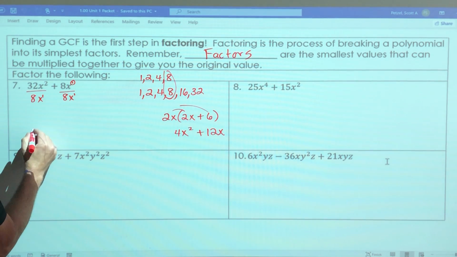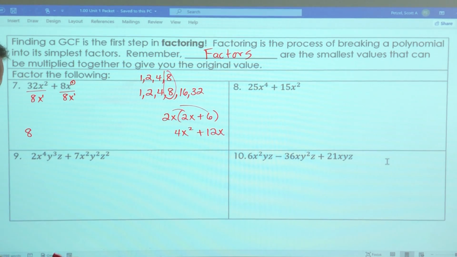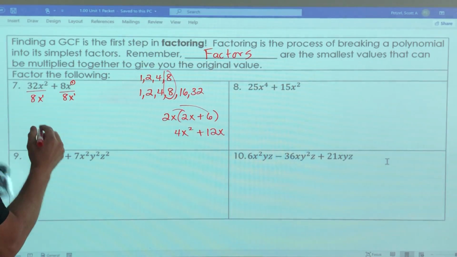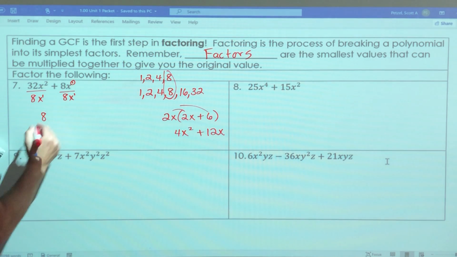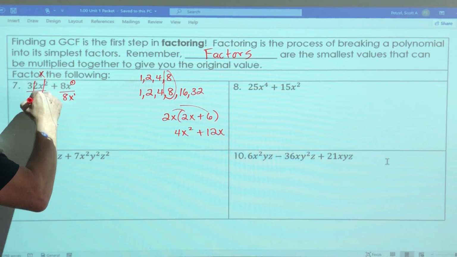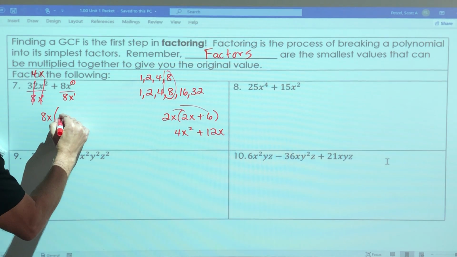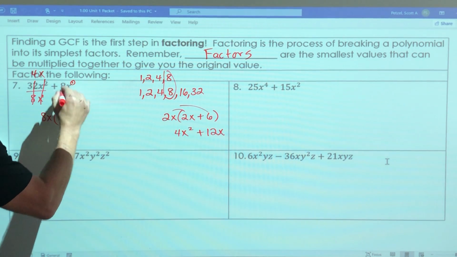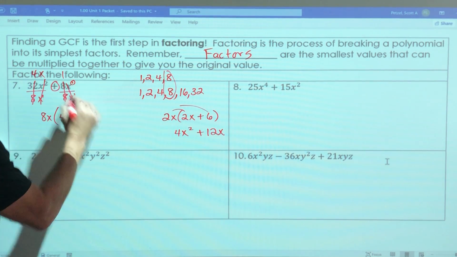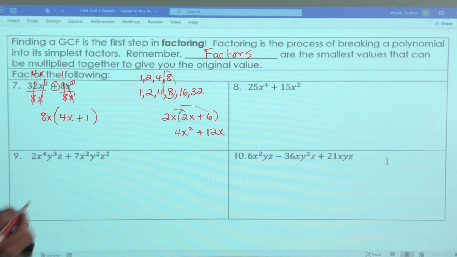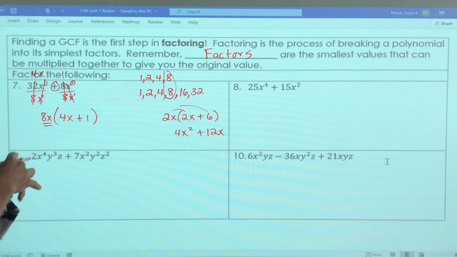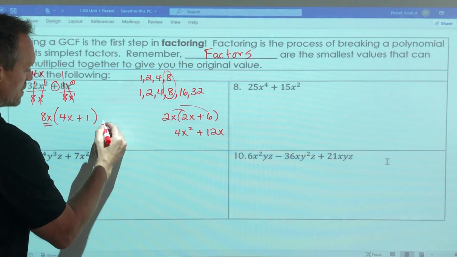Then you understand that here's my GCF. Let me write it a little bit higher so I've got a little bit more room. Here's your GCF of 8 and x. What is left? Well, that's an x and that's 4. And 8 is 1 and x is 1, so it's plus 1. This is factored out. Here's my GCF.